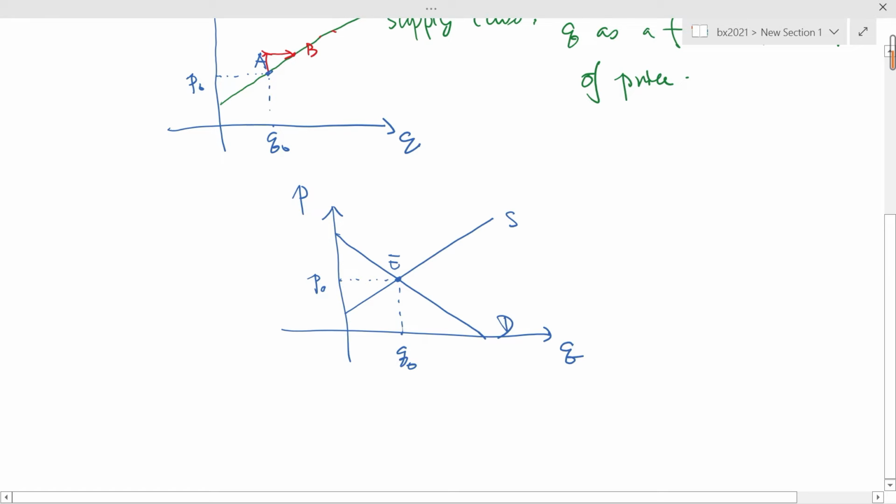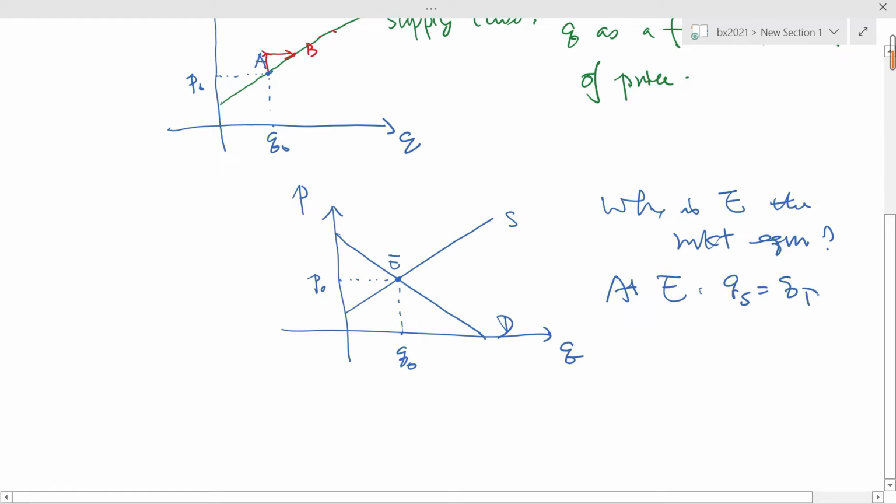Okay, why is this? Why is E the market equilibrium? It's because at E, quantity supplied is equal to quantity demanded. Suppose for some reason, whatever it is, the price of the coffee is not at the market equilibrium level but at this level, P1.